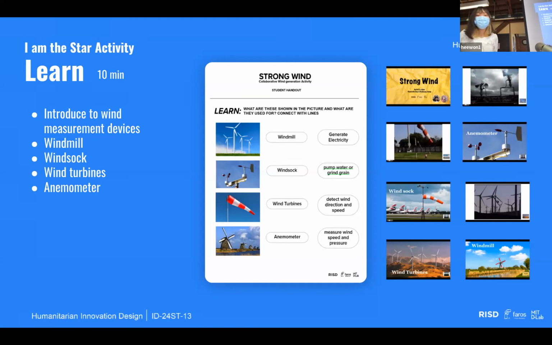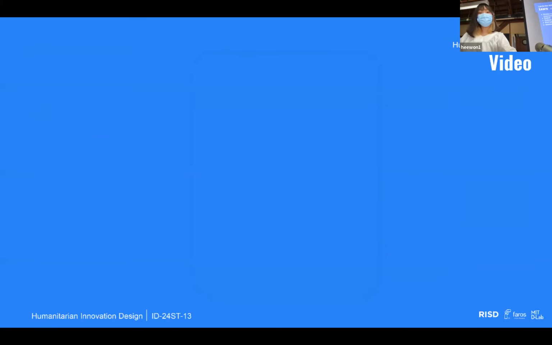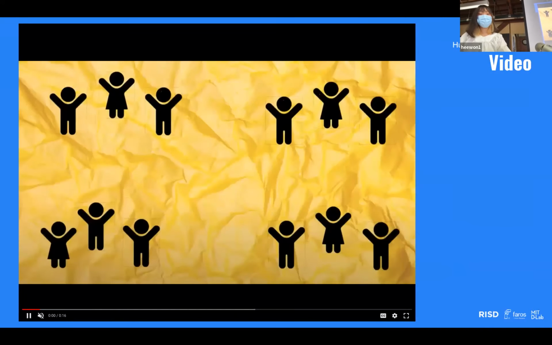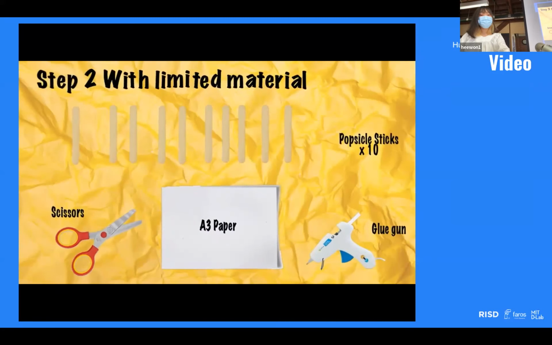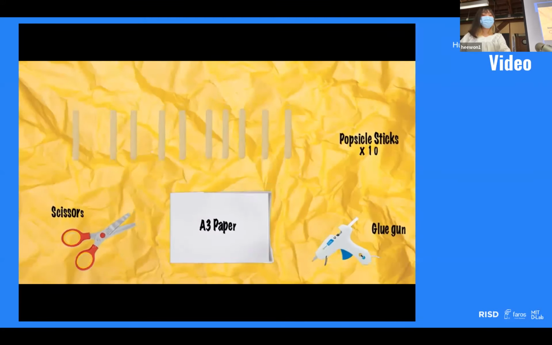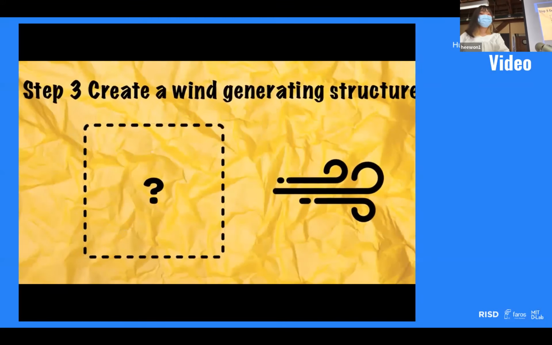First, in the learn phase, we wanted the students to learn about different structures that are related to wind. So first, the windmill, then wind turbine, wind socks, and anemometer. And for students who are not proficient in reading, we created a video to show them an overview of what the activity would be about, and this is a snippet of it.